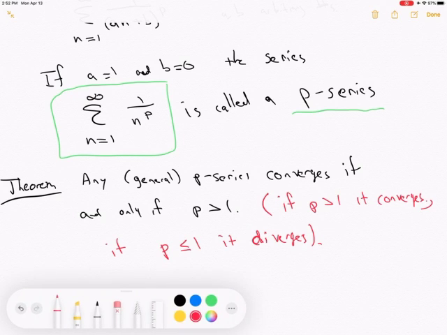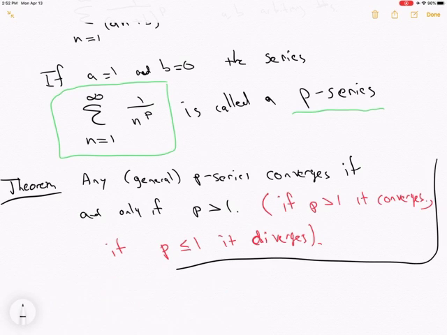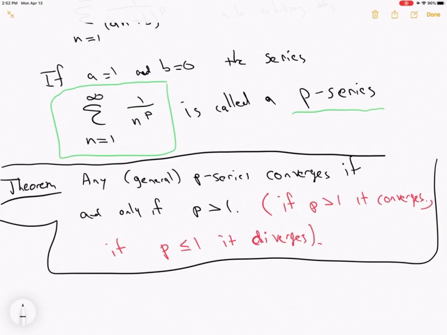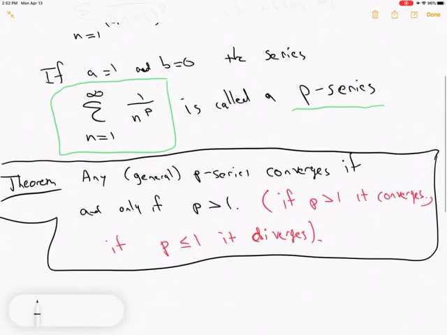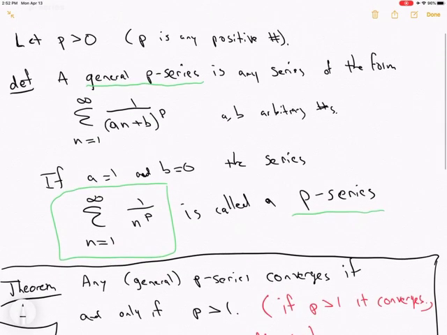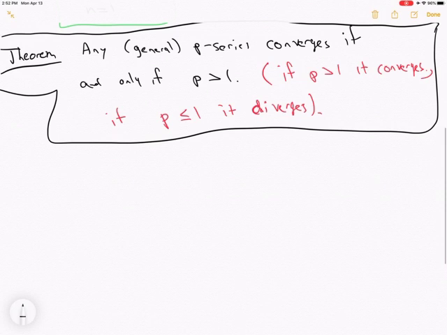So these are very nice series because it's not complicated to determine whether or not the series converge or diverge. So let's just do a couple of examples of p-series, and we can see whether or not they diverge or converge.